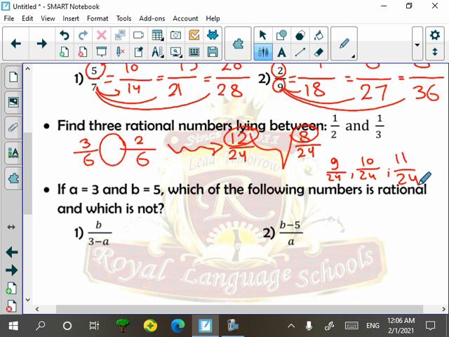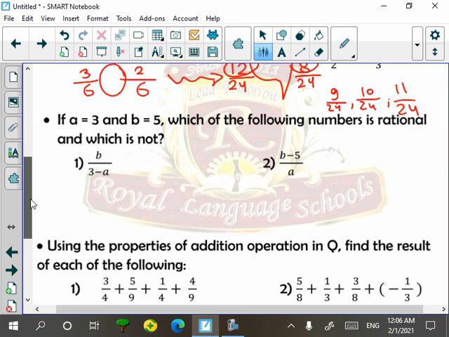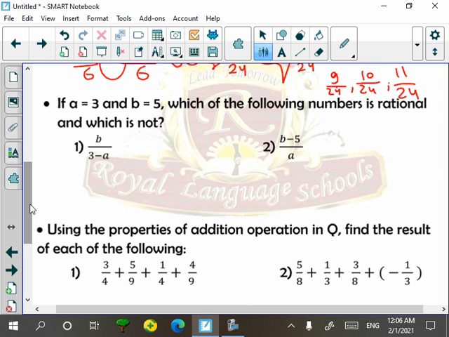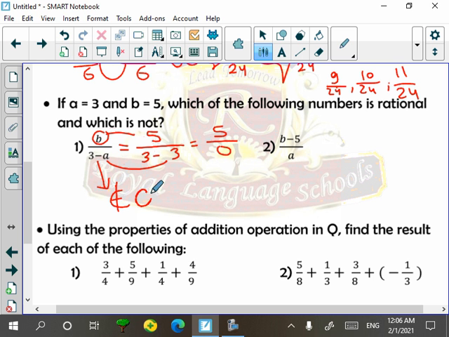Okay, if a equals 3 and b equals 5, which of the following numbers is rational and which is not? Again, a equals 3 and b equals 5. Try substitution. b over 3 minus a gives 5 over 0. The denominator mustn't be equal to 0, so the first one does not belong to Q, the rational numbers.